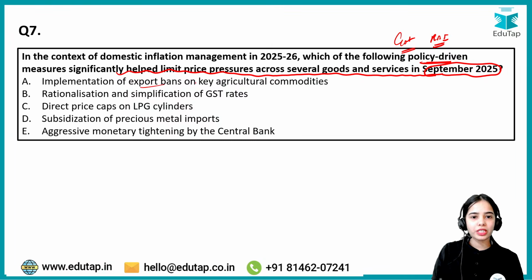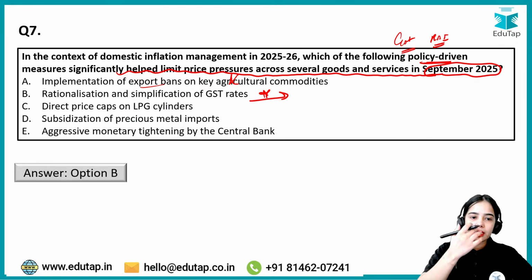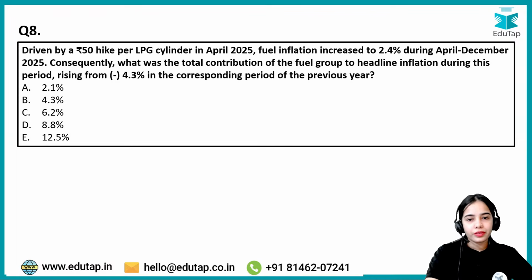Implementation of export bans, no. Rationalization and simplification of GST rates. This is the answer. Is everyone able to answer this question? Rationalization and simplification of GST rates. Any confusion? Next, try to answer this question.